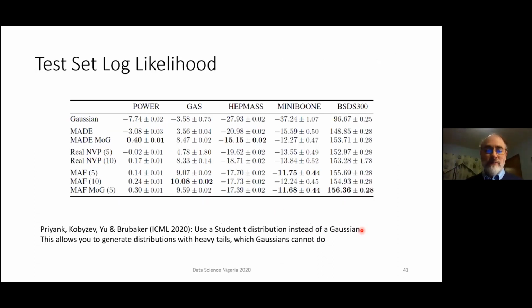But it was discovered last year, this paper here showed that if, instead of using a multivariate Gaussian, you use a multivariate Student T distribution, then you can generate distributions with heavy tails, which Gaussians can't do. And this was a test set likelihood from their paper, where they showed that these MAFs were working quite well, although they also used mixtures of Gaussians in some cases to fit the data.